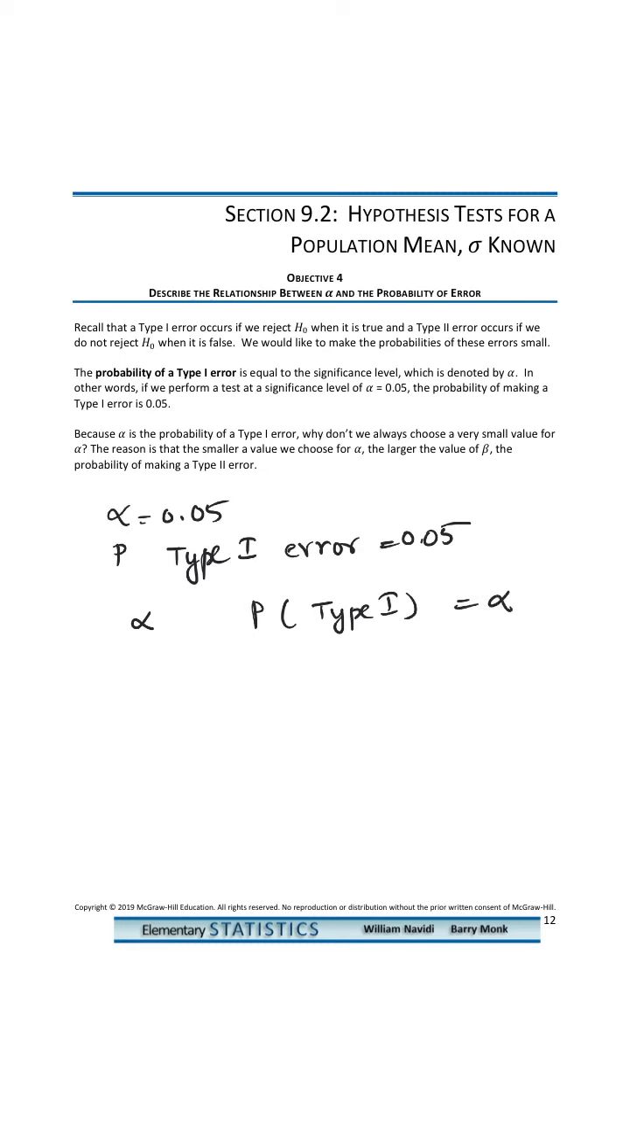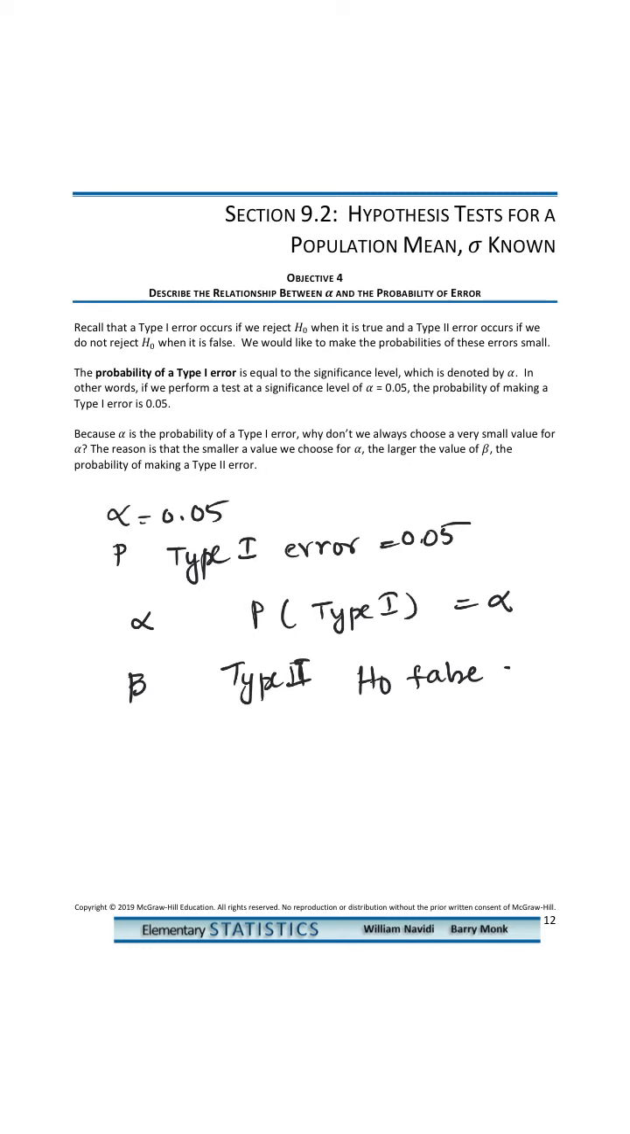The probability of type 2 error is denoted by the letter beta. Computing the probability of a type 2 error is more difficult than finding the probability of type 1 error. Type 2 error occurs when the null hypothesis is false and the decision is made not to reject. The probability of type 2 error depends on the true value of the parameter being tested.